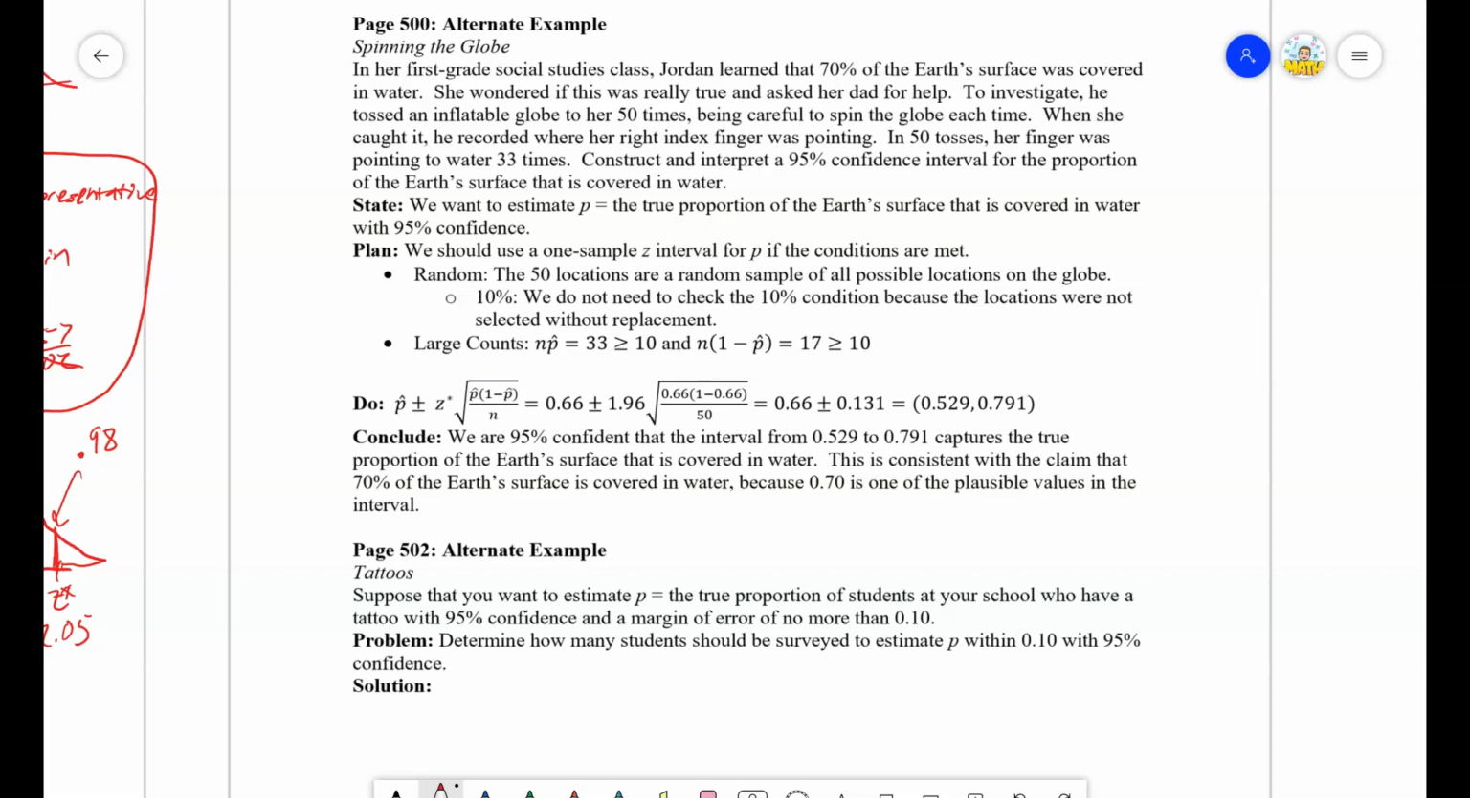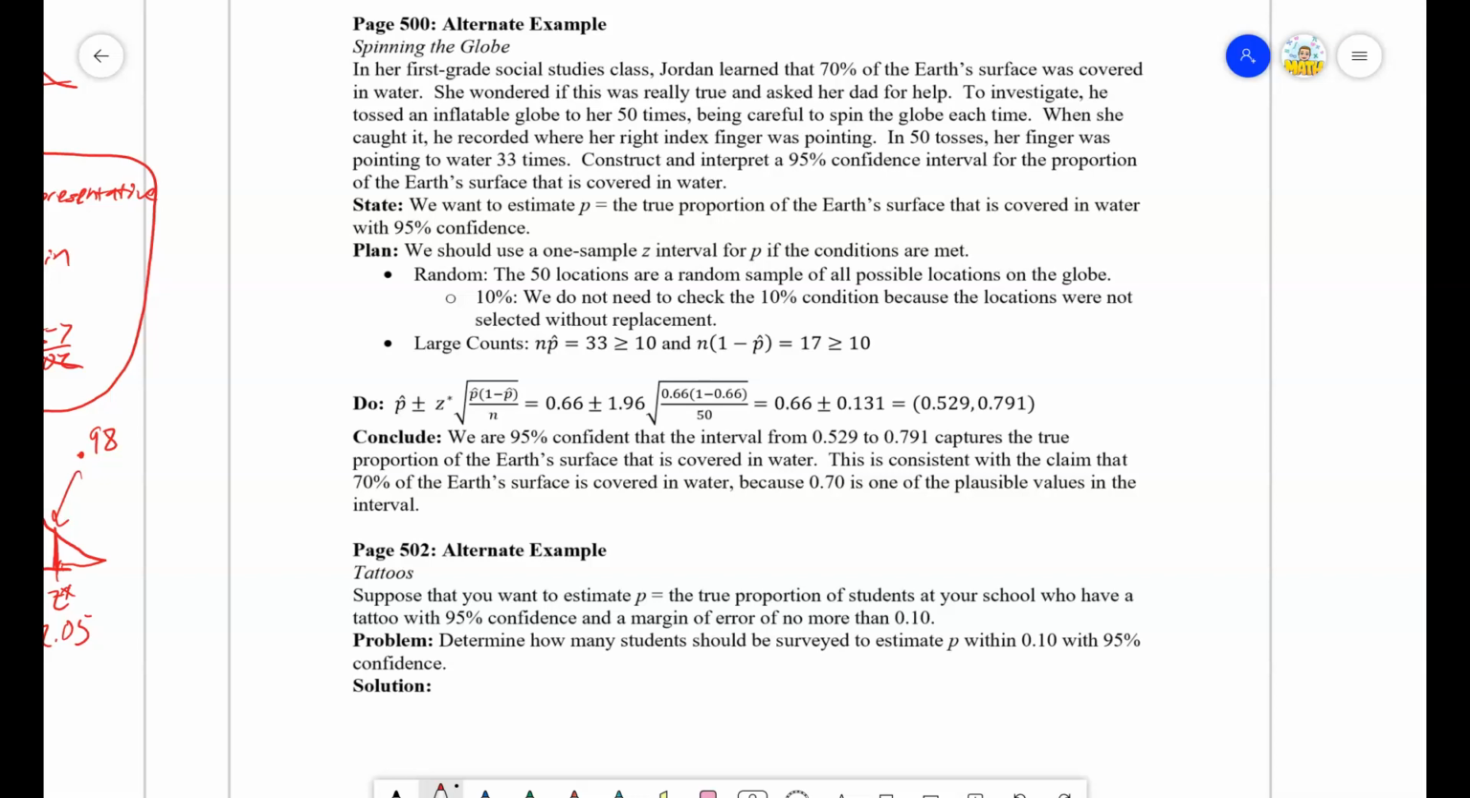We'll just do a little bit of algebra in the end here. But in her first grade social studies class, Jordan learned that 70% of the Earth's surface was covered in water, so she wants to see if this is true. They toss around this globe, being careful to spin it. When she catches it, she records where her index finger is pointing. In 50 tosses, there were 33 out of 50 that were landing on water. So that's, hopefully we can do in our head, 66%. And we're going to construct a 95% confidence interval to check this claim.